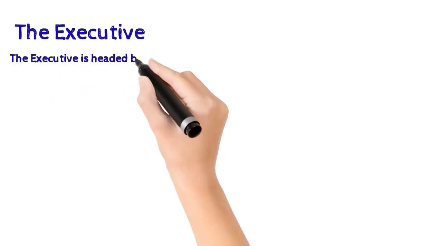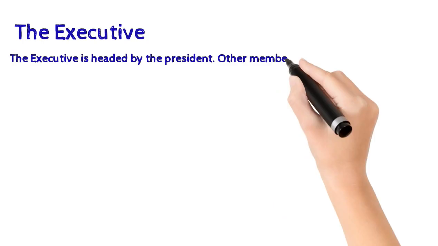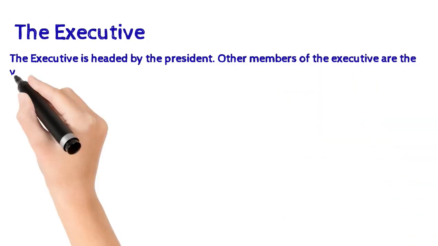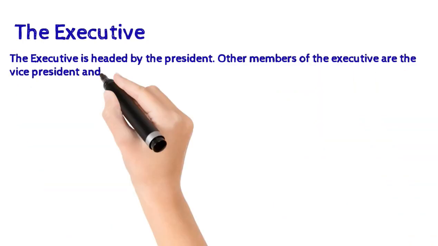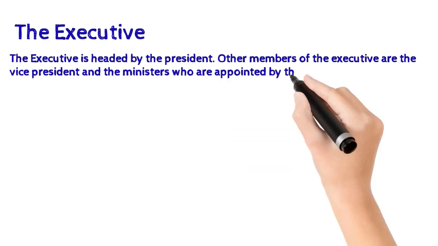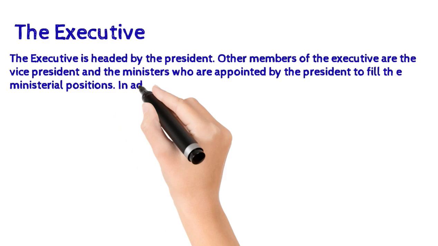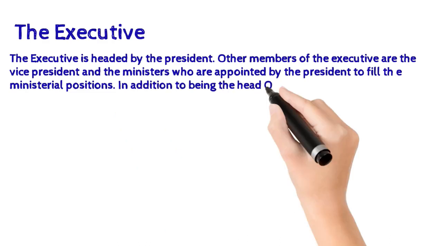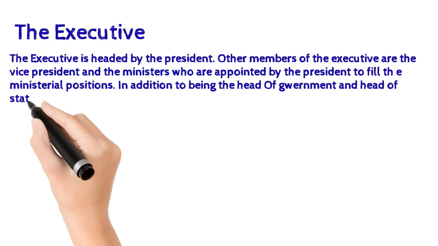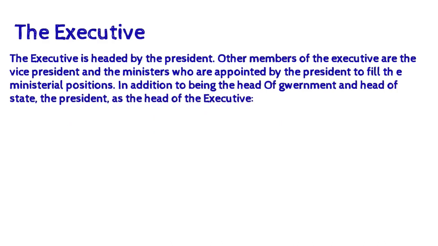The executive. The executive is headed by the president. Other members of the executive are the vice president and the ministers, who are appointed by the president to fill the ministerial positions. In addition to being the head of government and the head of state, the president, as the head of the executive, also does the following.